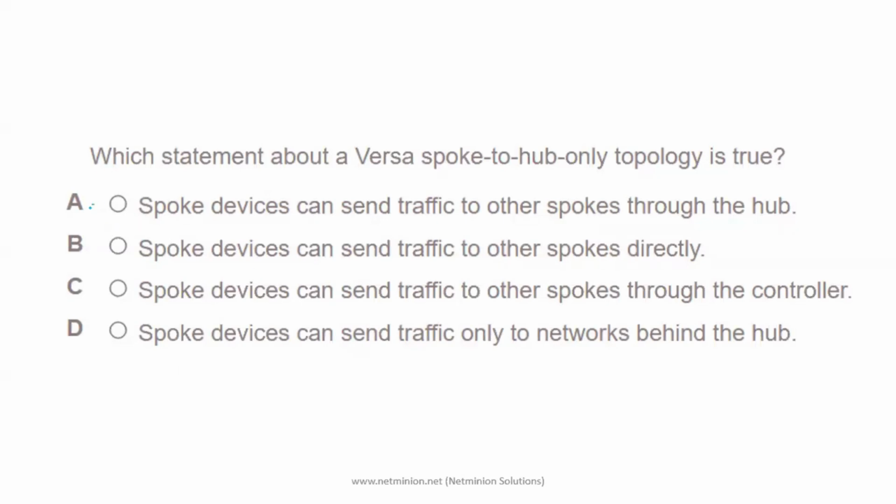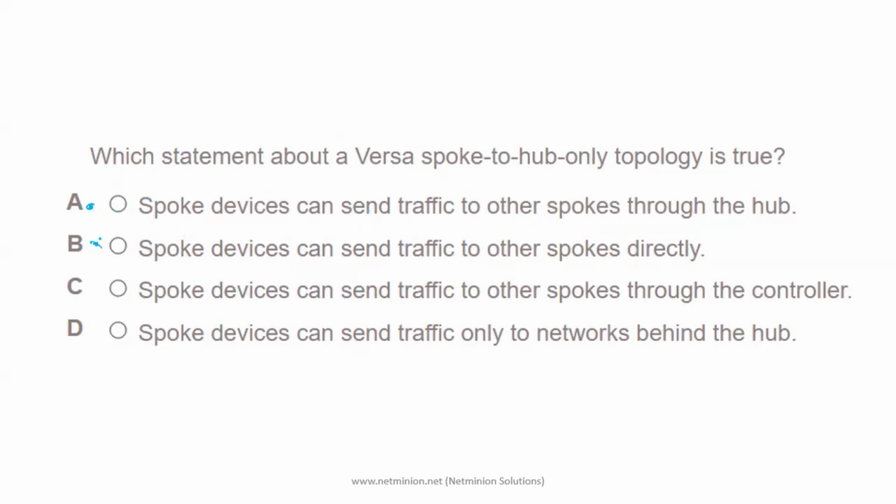So why not this one, spoke devices can send traffic to other spokes through the hub? Because it is spoke to hub only. Communication is only possible between spoke and hub, right? The last one, then: spoke device can send traffic to other spokes directly.